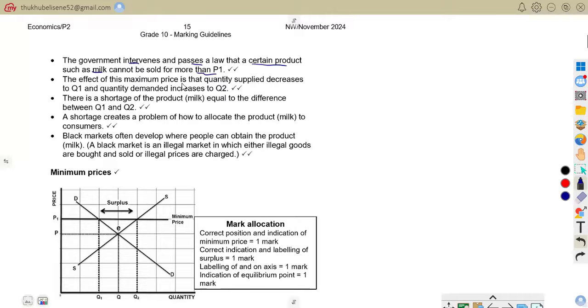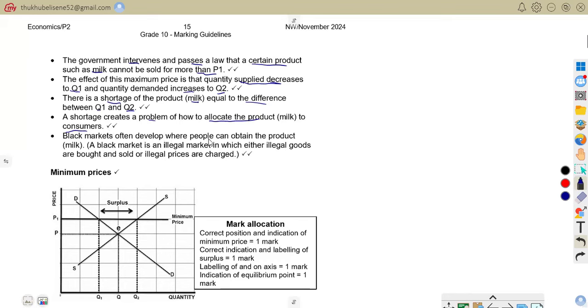So the effect of this maximum price is that quantity supplied decreases to Q1, and quantity demanded is going to increase because now consumers can afford it. They are going to demand more, while the supply is going to decrease, which leads to a shortage. So there is a shortage of milk equal to the difference between Q1 and Q2. This shortage creates a problem of how to allocate the milk to consumers.